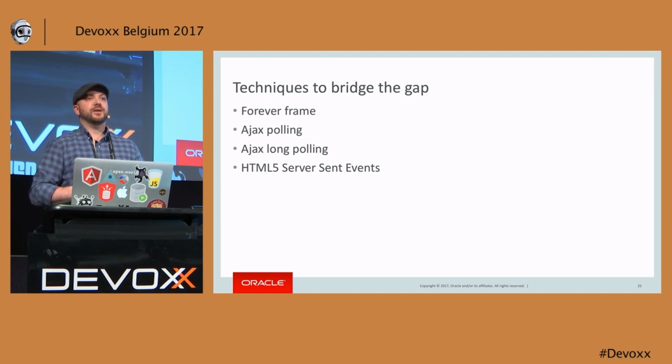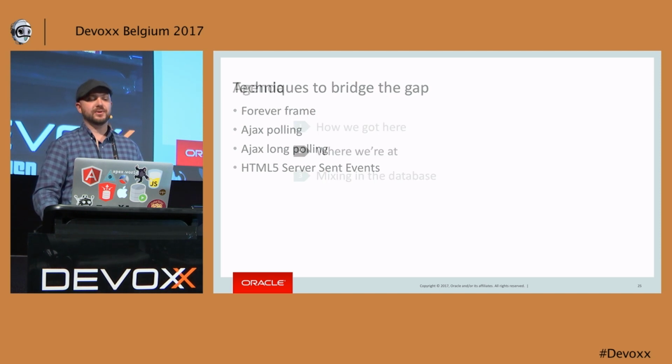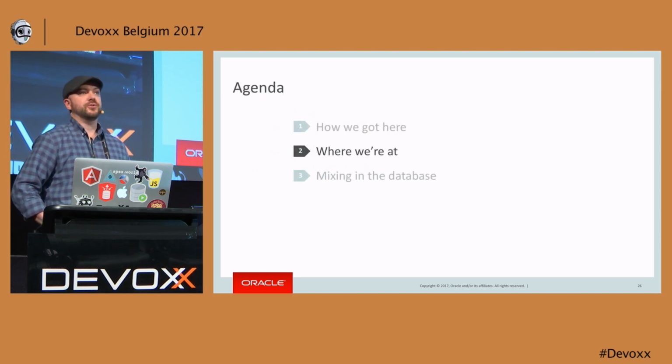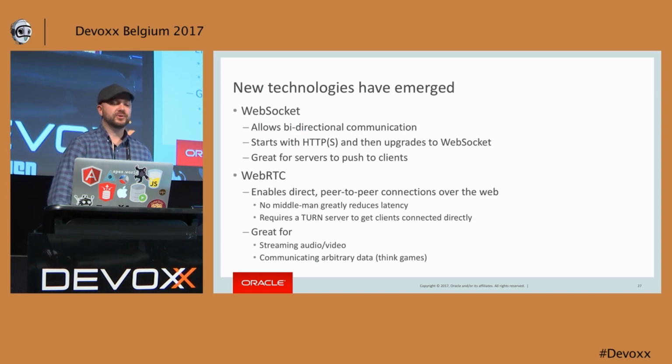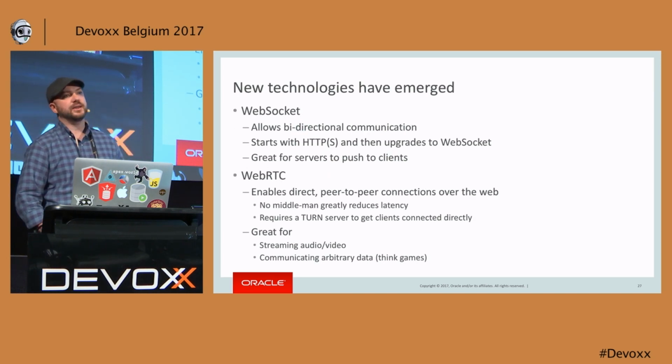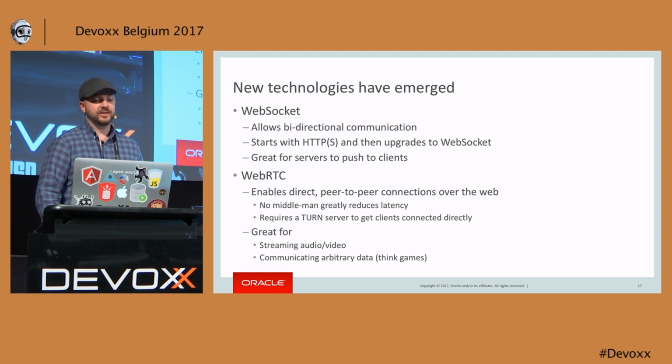Things got even better with HTML5 server-sent events, but most folks don't even know what they are. And there's a reason for that. And the reason is we got some better technologies, and that brings us to where we're at today. So some new technologies have emerged. We have WebSocket now, and we have WebRTC. WebSocket is what I ended up using in the demo, but I'll talk about WebRTC first, because WebRTC, it's like real-time communication. You think, obviously, that's the technology I'd have used for a real-time demo.